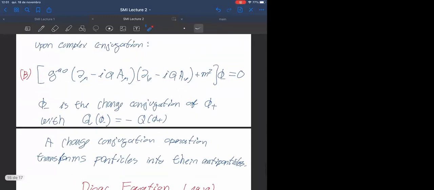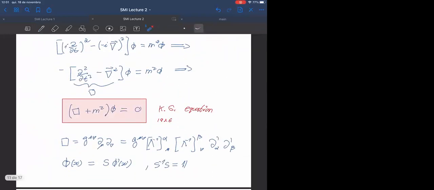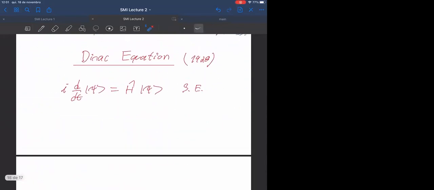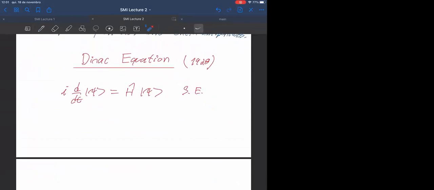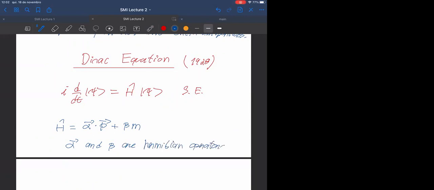One, not a second derivative as we have in the Klein-Gordon equation. Sorry, here, the second derivative. Let's keep it as a first time derivative, and also let's make it relativistic. So what he said was that maybe my Hamiltonian is a linear combination of some alpha times momentum plus some beta times the mass, where alpha and beta are Hermitian operators. They have to be Hermitian operators so that you preserve the hermiticity of the Hamiltonian.